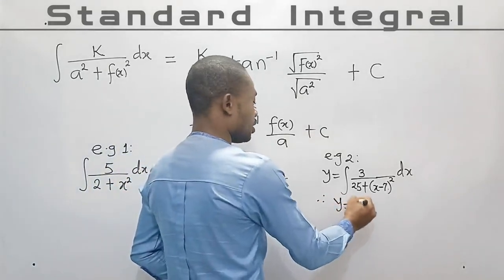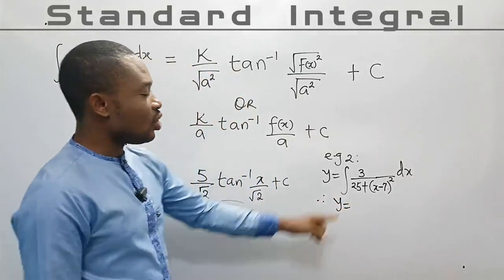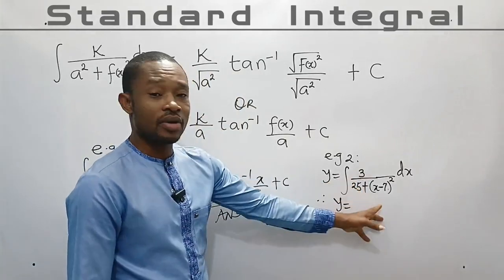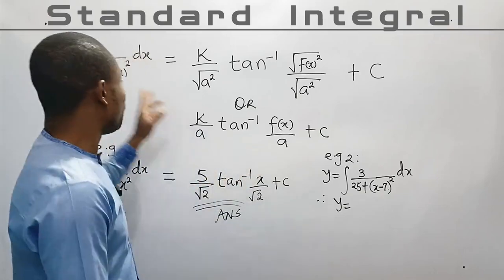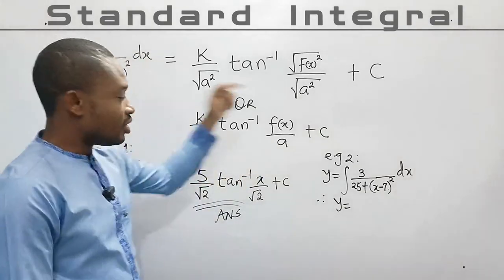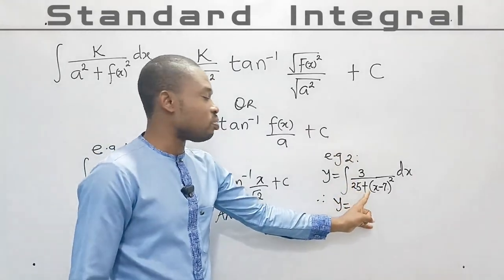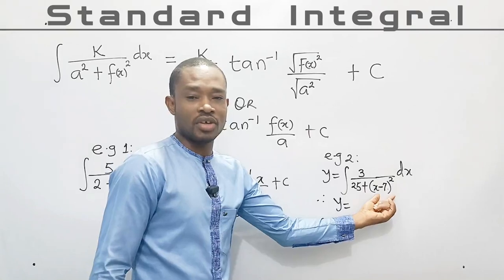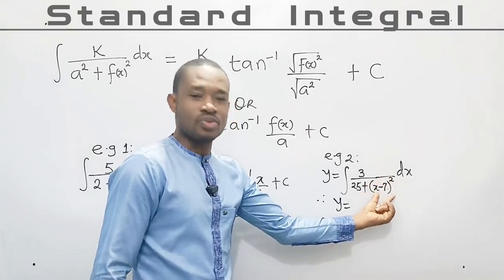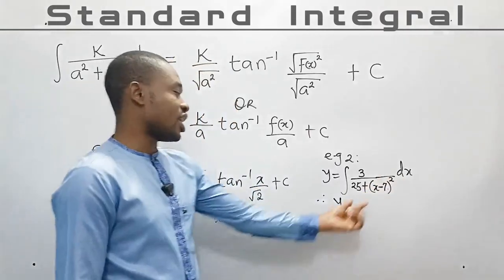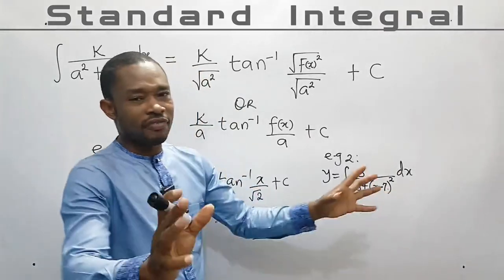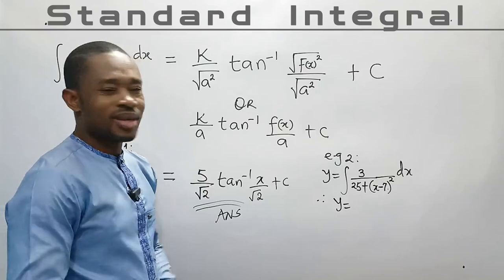Simply, therefore, y is equal to, now if you look at this expression given to us to integrate, you'll agree with me that it follows this pattern. The numerator is a constant. The denominator here, you have a constant plus a function here raised to power 2, a variable raised to power 2. You notice that here contains an alphabet. That's what we call a function or a variable. So just do your copy and paste.